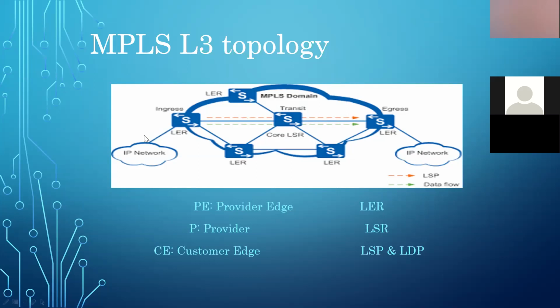When the packet comes from this edge to this edge, this one is known as the ingress. That means the one that the packet is coming from is known as the ingress router. And this one is the egress. That means the packet is going out of the MPLS network through the egress device.